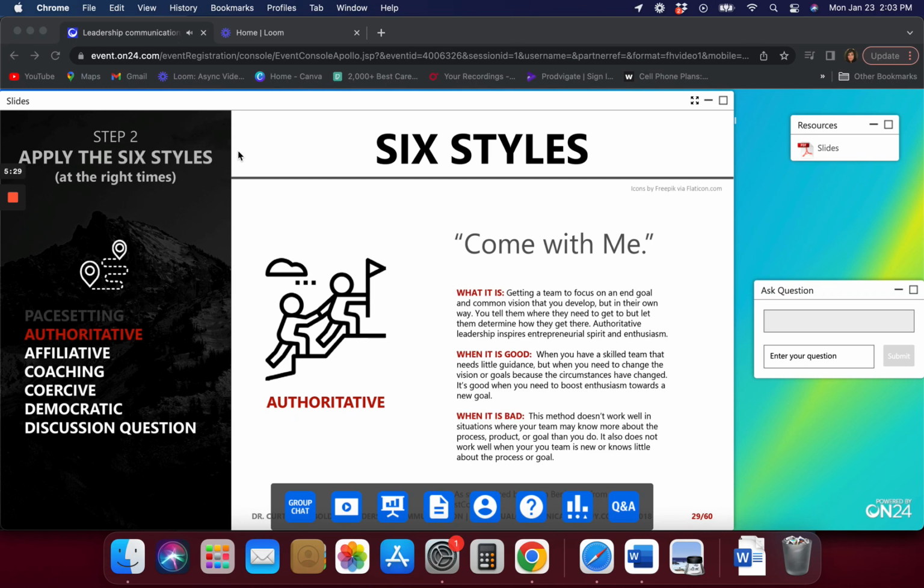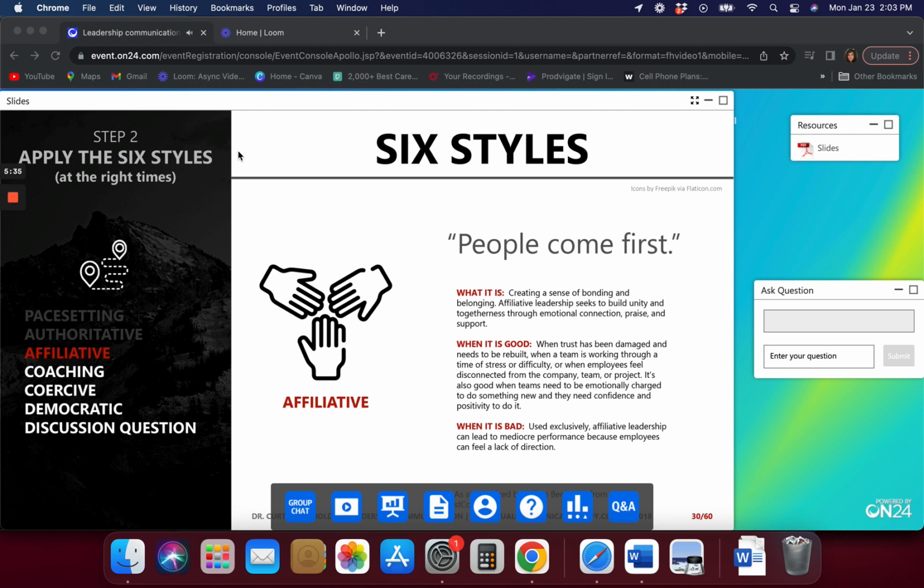All right, so authoritative and pace setting are very similar. But let's move into one that's different. This one's called affiliative leadership, where you're really making sure people feel happy and confident, and you're trying to build a culture of positivity. You'll see it's creating a sense of bonding and belonging. Affiliative leadership seeks to build unity and togetherness through emotional connection, praise, and support. So this obviously sounds like a very positive and good thing.